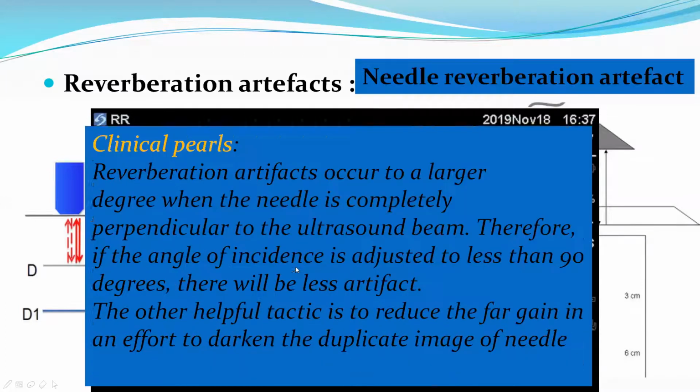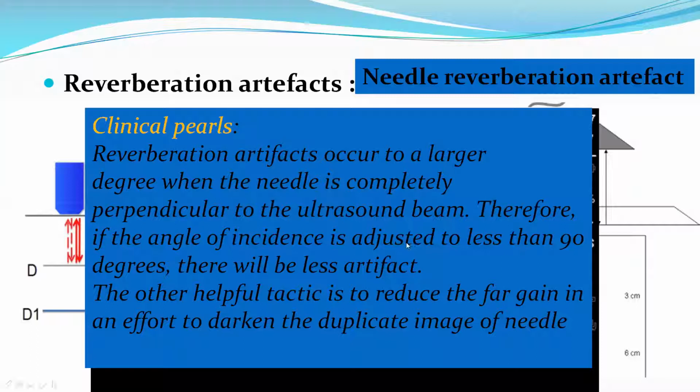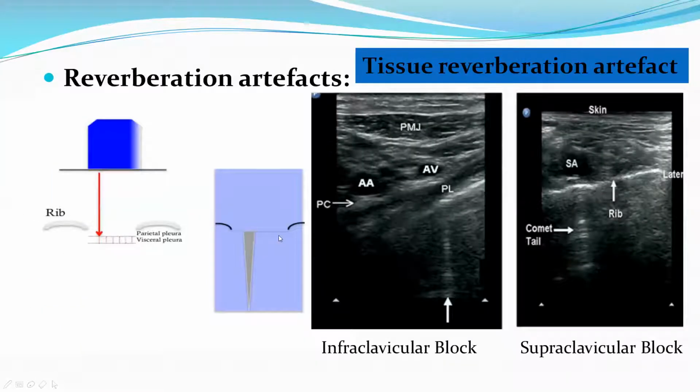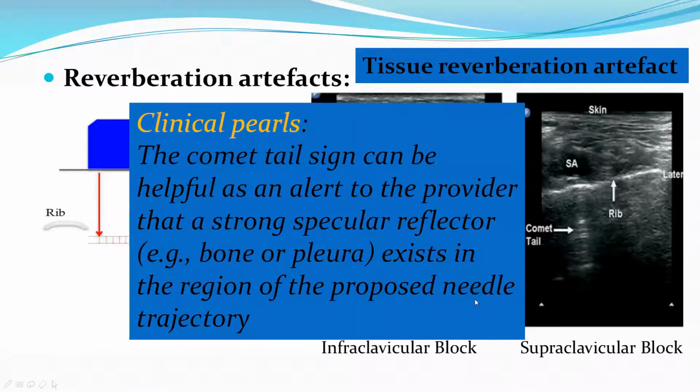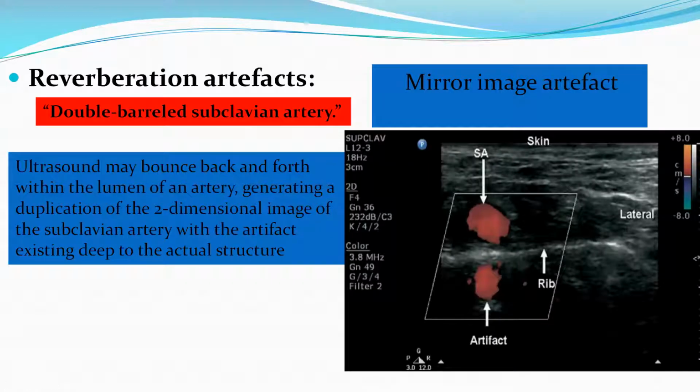To decrease this, we can either reduce the angle of the needle to less than 90 degrees, or we can sometimes reduce the gain to darken the image. This effect is also seen with some tissues like pleura and the rib. This reverberation effect produces the comet tail effect, which we see below the pleura. Then there is the double barrel image or the mirror image artifact.